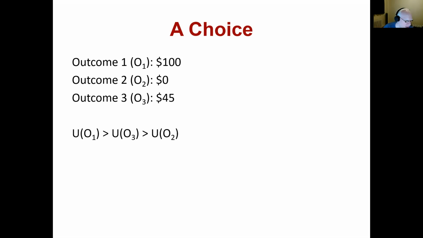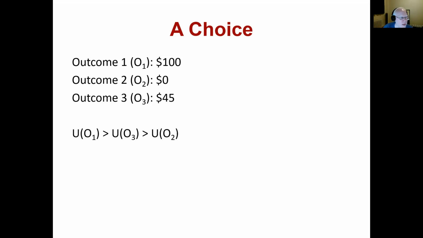In terms of notation, O represents outcome. So O1 is outcome 1, O2 is outcome 2, and O3 is outcome 3. And at the bottom, U just means utility, right? So again, happiness or value or money in this case. So utility of outcome 1, utility of outcome 2, utility of outcome 3. That's essentially another way of saying the utility of outcome 1 is $100, the utility of outcome 2 is $0, and the utility of outcome 3 is $45. What do you get if you get that outcome, right?